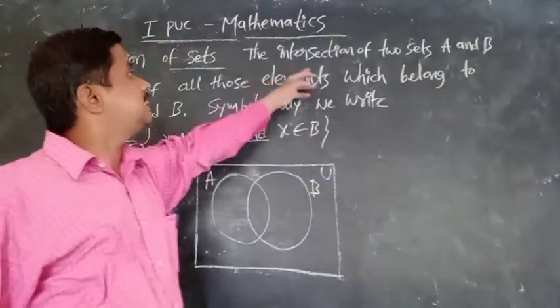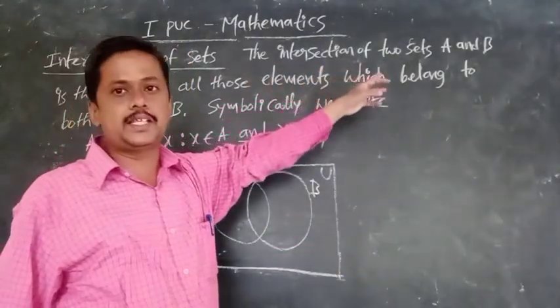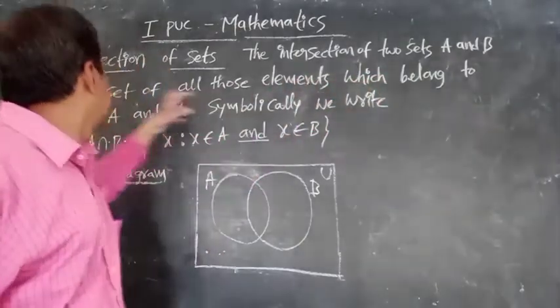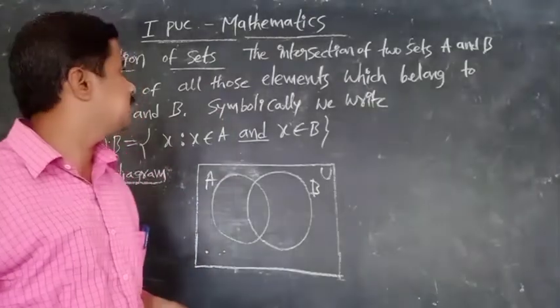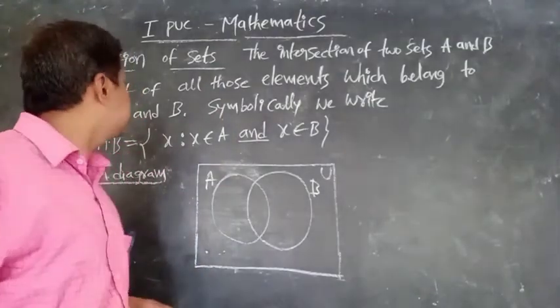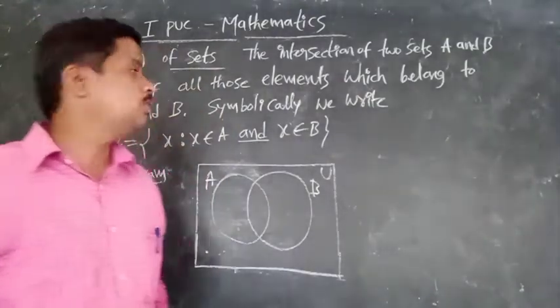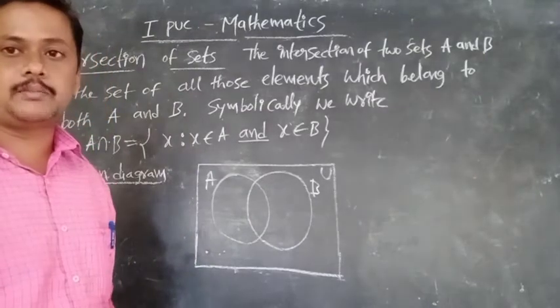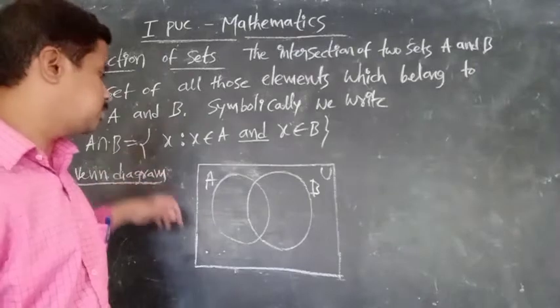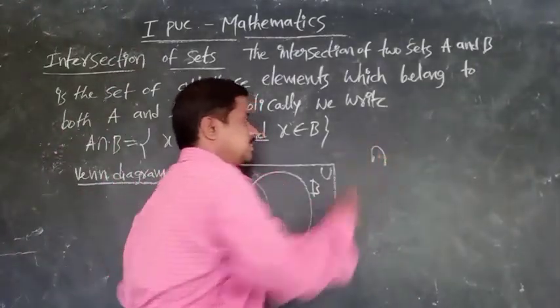The intersection of two sets A and B is the set of all those elements which belong to both A and B. Symbolically, we write A intersection B. This is a symbol.